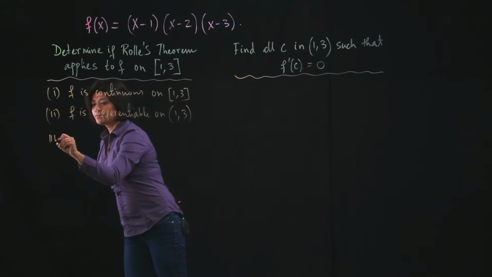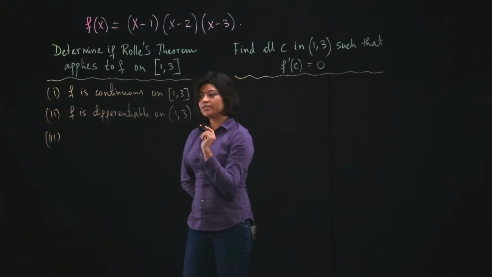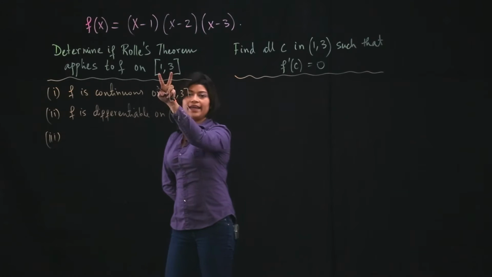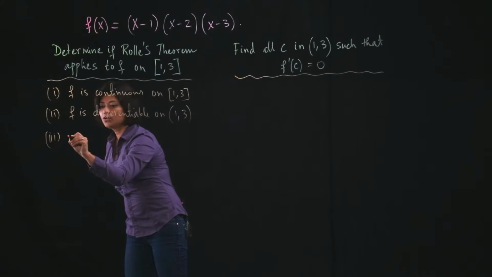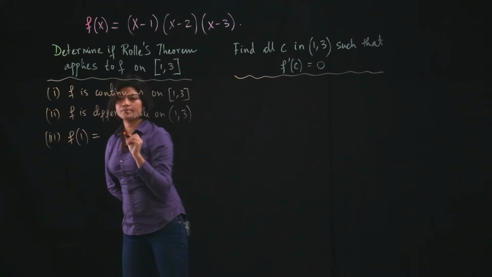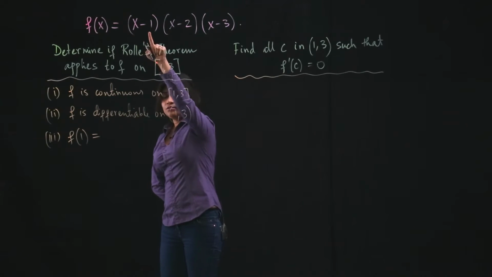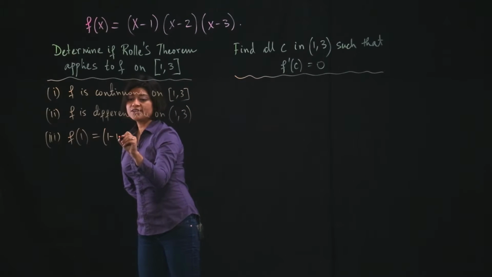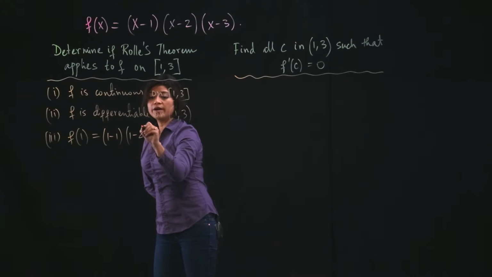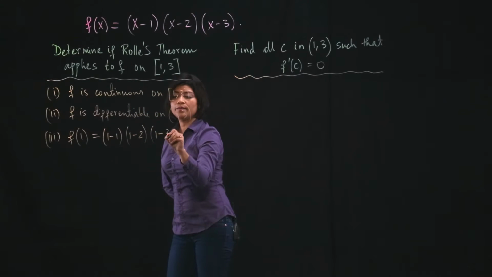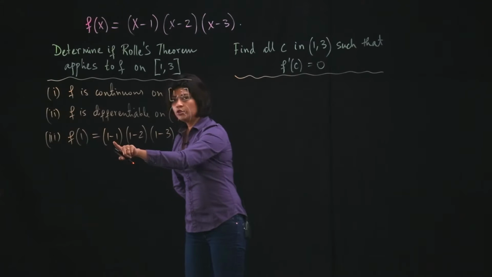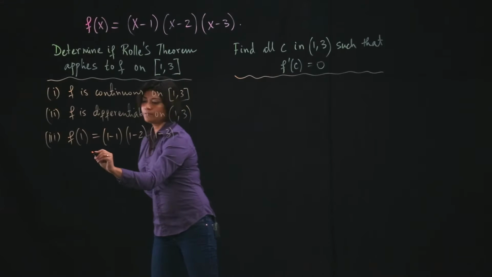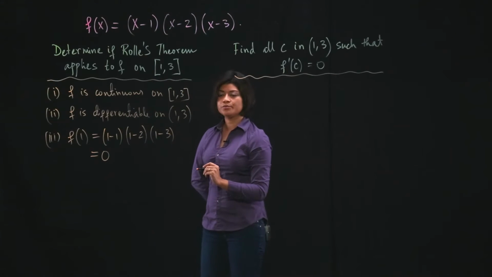And the last hypothesis is we have to find the value of the function at the endpoints. Okay, so let's do that. What is f of 1? So go back to the expression and then plug in 1 for x in the right hand side. So this will be equal to 1 minus 1 times 1 minus 2 times 1 minus 3. Notice that the first factor is 0 and therefore f of 1 is 0.